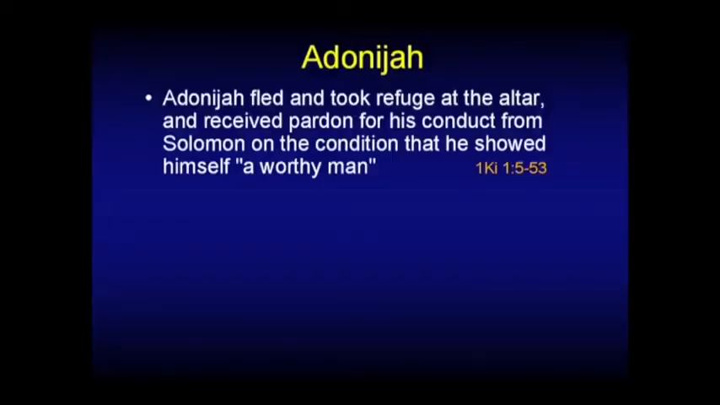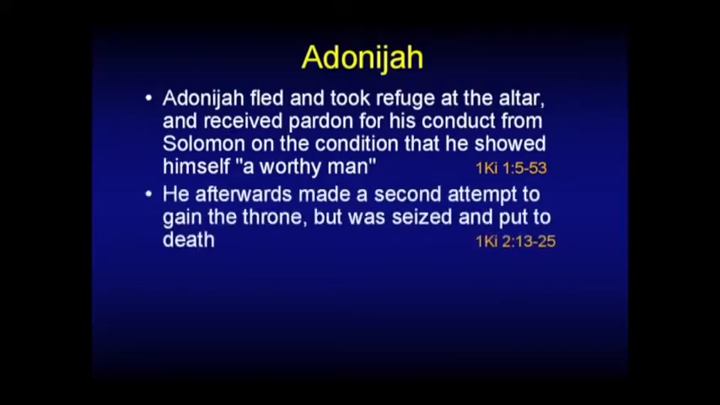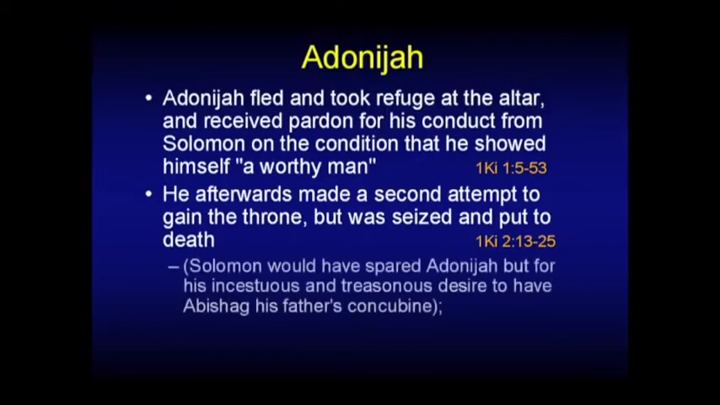Adonijah fled, but when apprehended, he received a pardon for his conduct as long as he showed himself a worthy man, according to 1 Kings 1:5. Well, he didn't learn. He tried a second attempt to gain the throne and was seized and put to death. His accomplices were, however, forgiven.